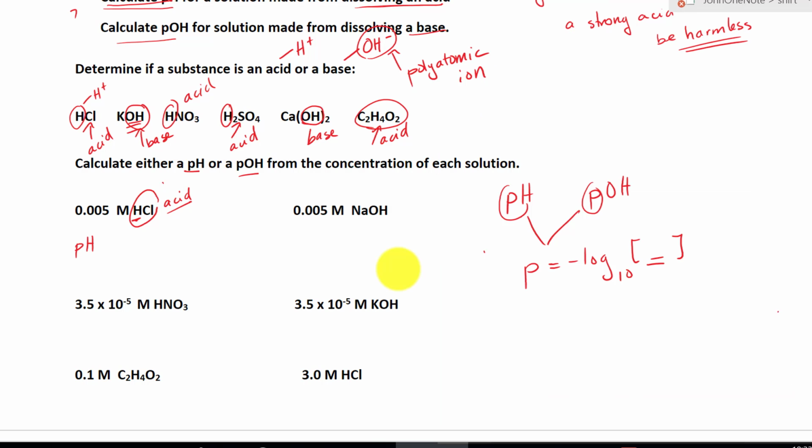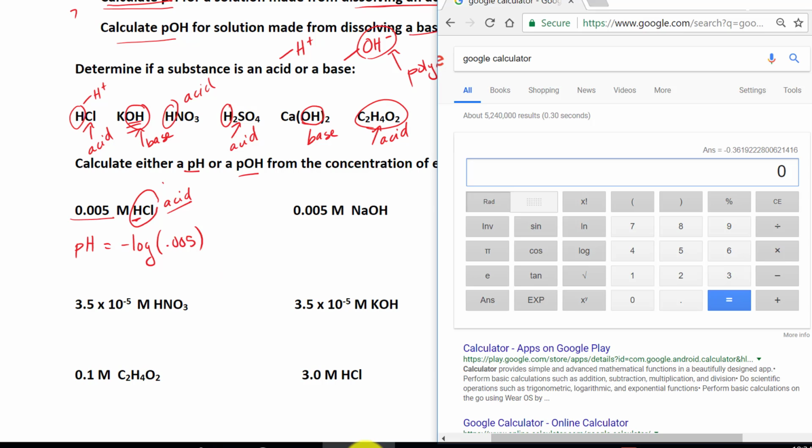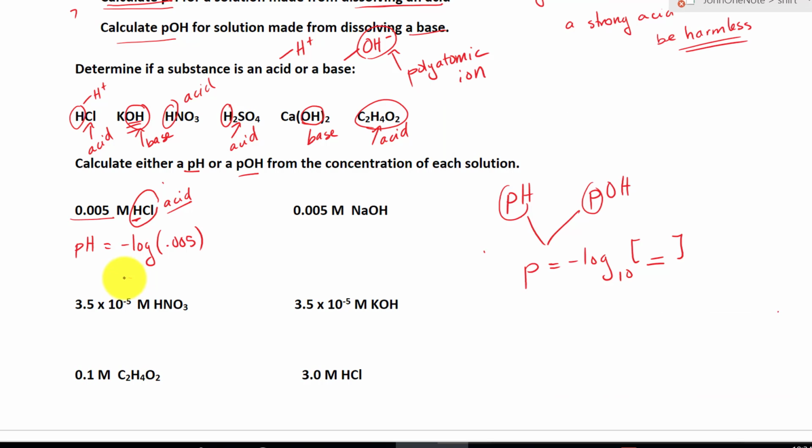So let's do an example problem together. In this case, I have this acidic solution made from that concentration. All I have to do is take the negative log of 0.005. Let's plug this into our Google calculator. We have negative log of 0.005. And there you go. The pH is equal to 2.3. Isn't that easy? Let's try another one.